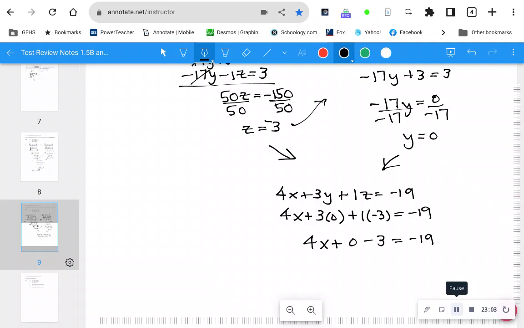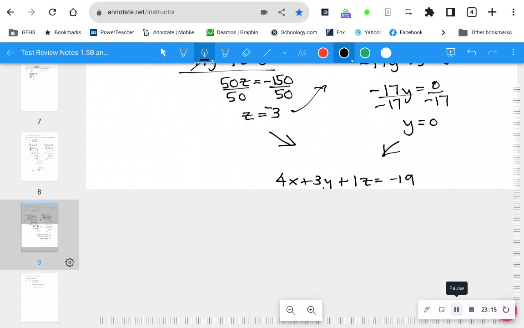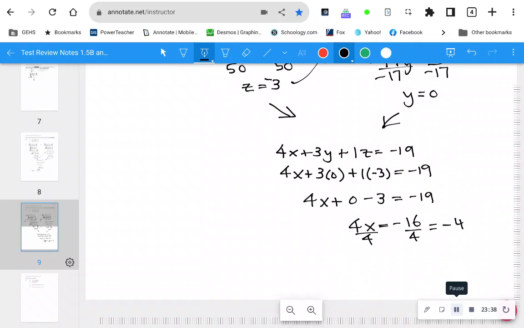And adding, let me make sure I copied that right. Yeah, I did. We're good. Gun shy now. Adding 3 to both sides, you get 4x equals negative 16. And divided by 4 here gives a pretty tame answer. Negative 4. So you put those in order. Negative 4 is the x, 0, and negative 3.